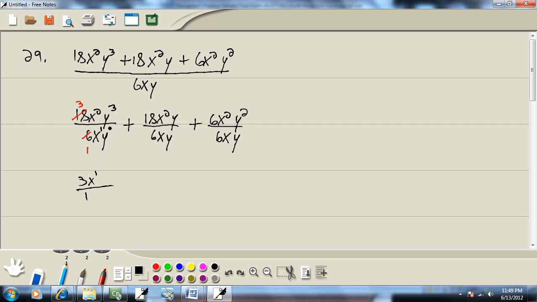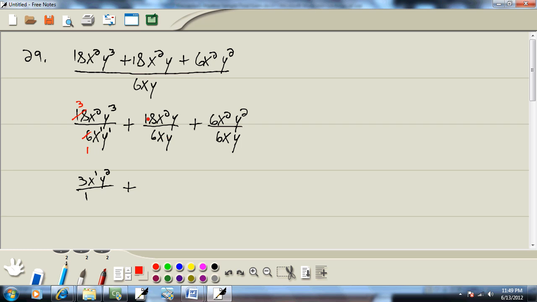Now again, we have y down here. That's like y to the first. So we have y to a power over y to a power. We're going to subtract the smaller exponent from the larger one. 3 minus 1 gives us 2, and we're going to have y to the second power where the larger exponent was, which was on top.